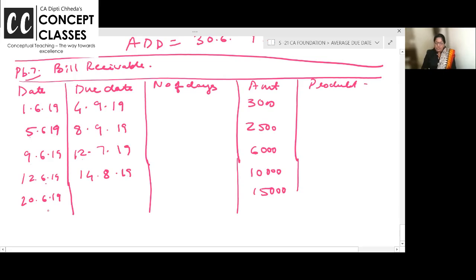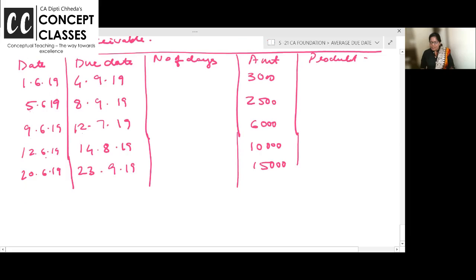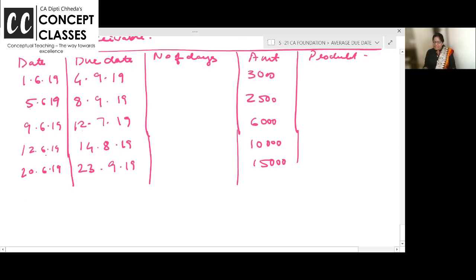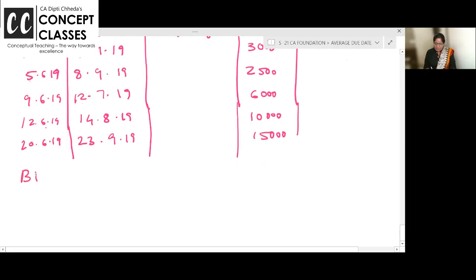Now 20th of June, so 3 days, so 23. Now in June, 3 months. If it is in months, then months; if it is in days, then days. So from June, 3 months: July, August, September. Clear? All these are the due dates. Now don't calculate the number of days. We will take the lowest due date as the base date from bills receivable and bills payable.